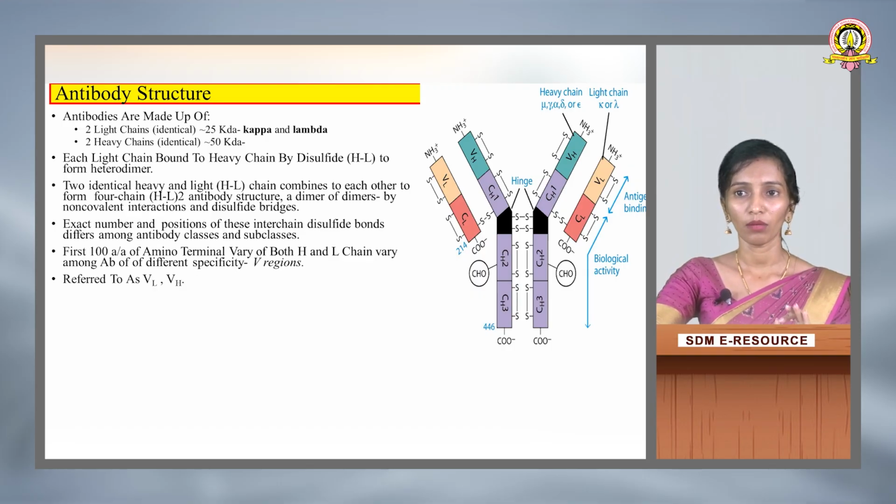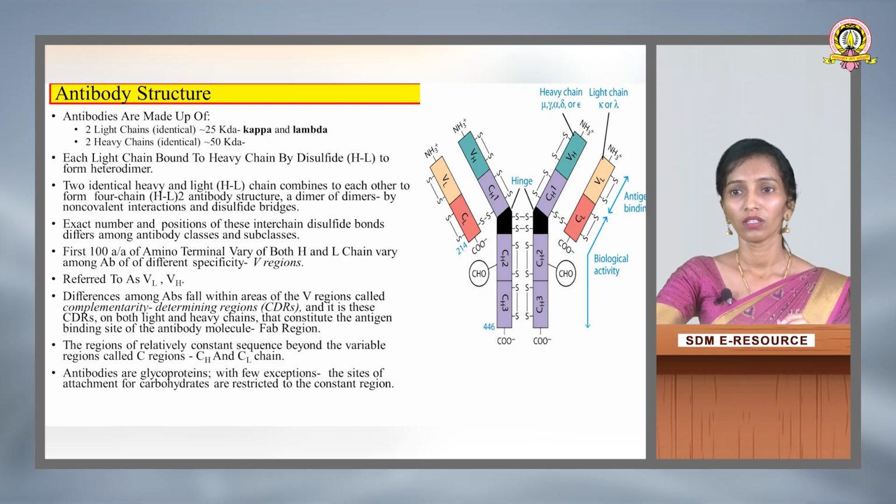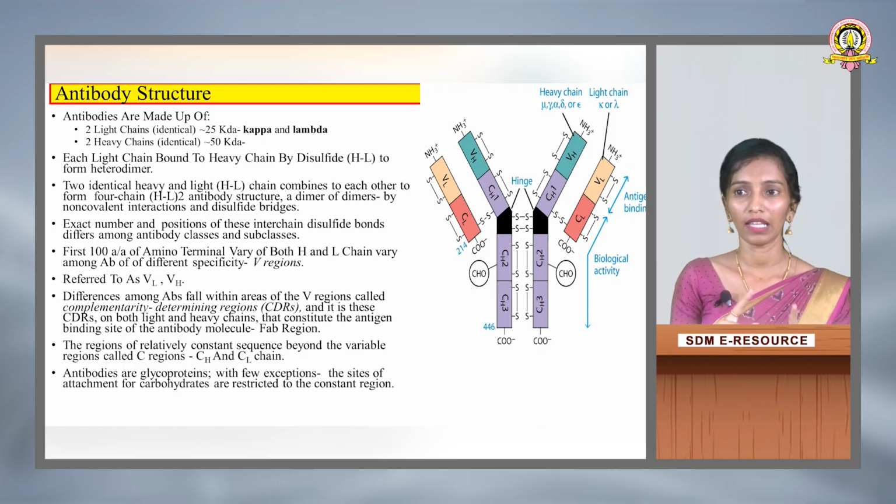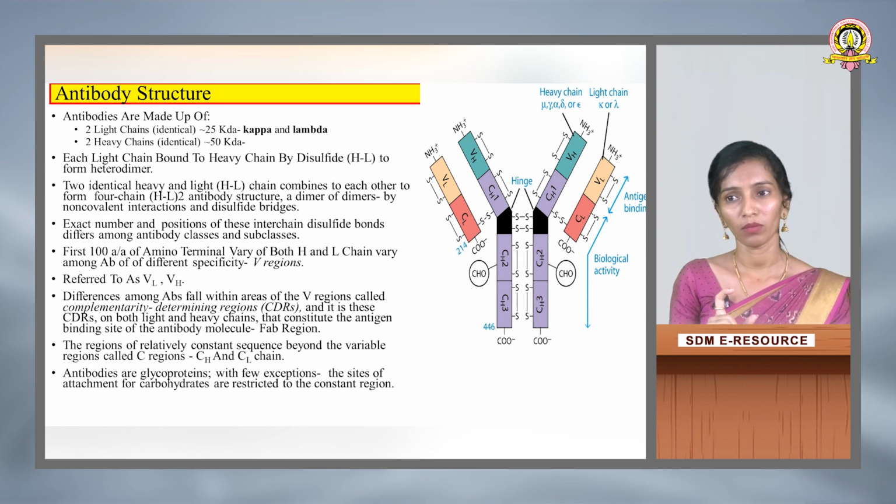The first 100 amino terminal amino acids of both heavy chain and light chain vary among antibodies of different specificity, and these regions are called variable regions or V regions. This is referred to as the variable region in the light chain and the variable region in the heavy chain. Differences among antibodies fall within areas of these variable regions called complementarity determining regions, and it is this CDR on both heavy chain and light chain that constitutes the antigen binding site for the antibody molecule. This is called the Fab region, the fragment antigen binding region. This will be there on both heavy chain as well as light chain.